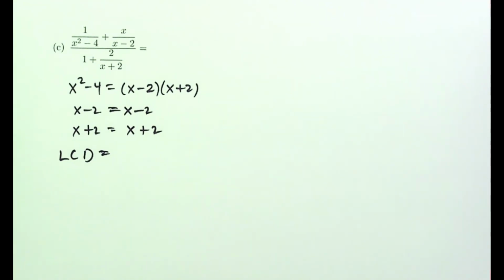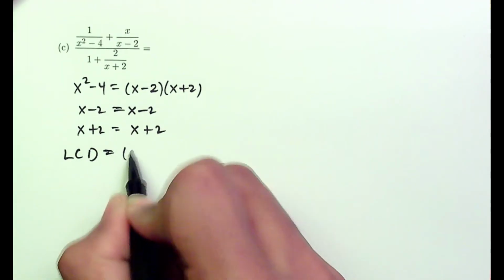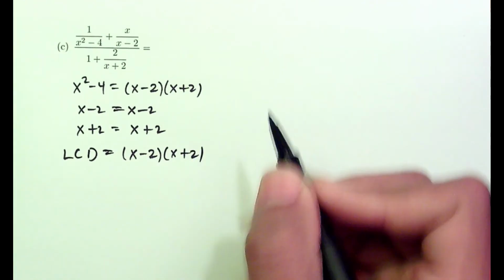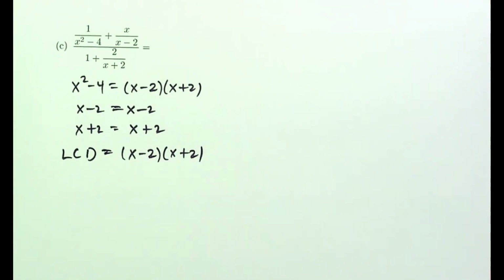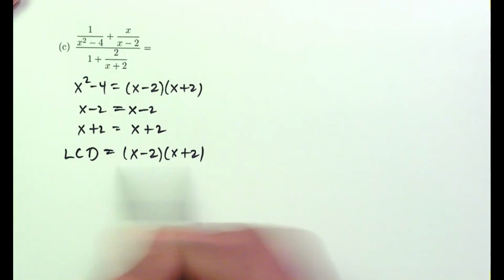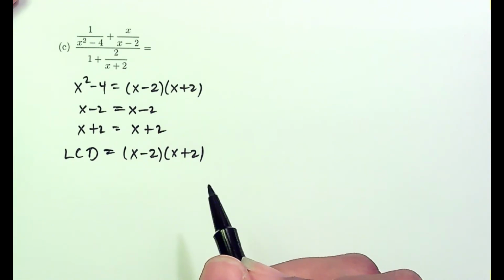You write down the different factors, remember the process. And you always choose the highest exponent for each of these factors. If there's any exponents other than 1, there's not, so that's it. That is the LCD. Okay, so that means we're going to multiply top and bottom by this.